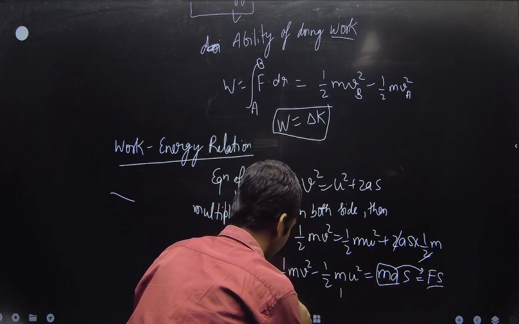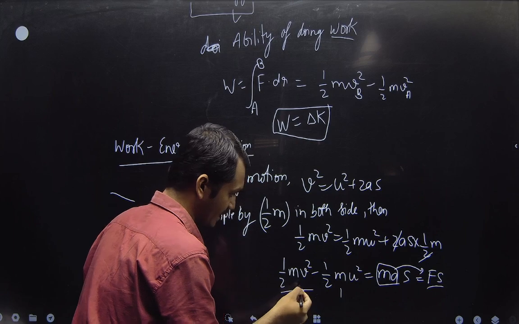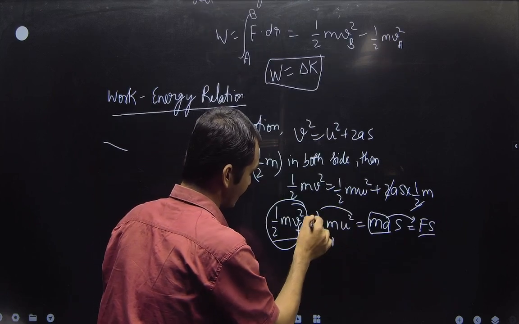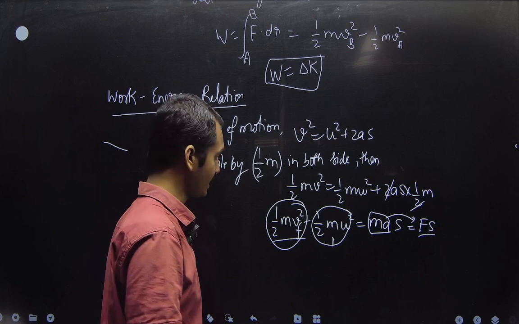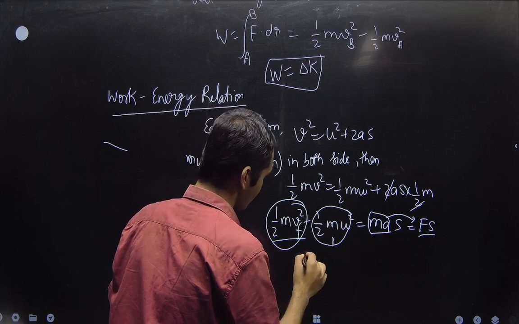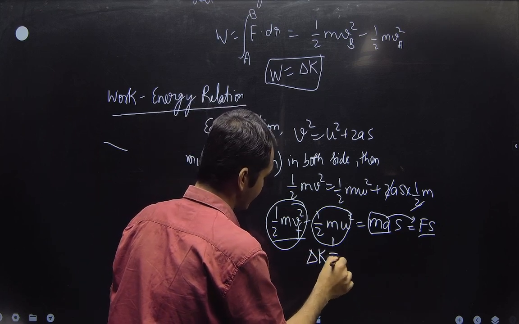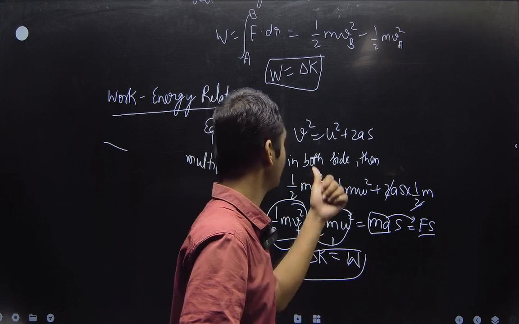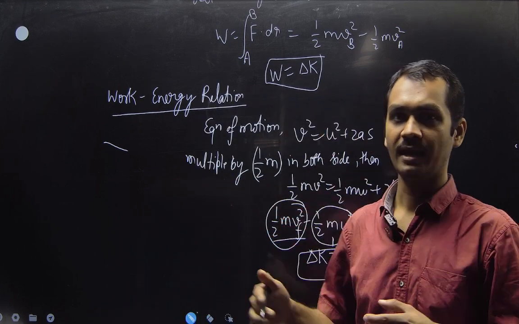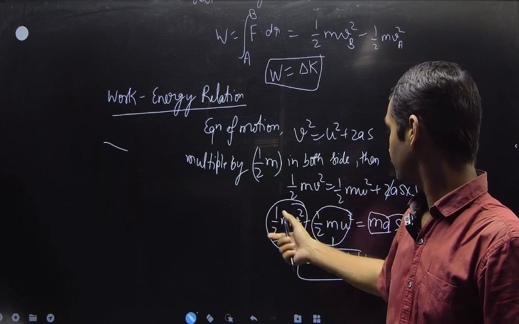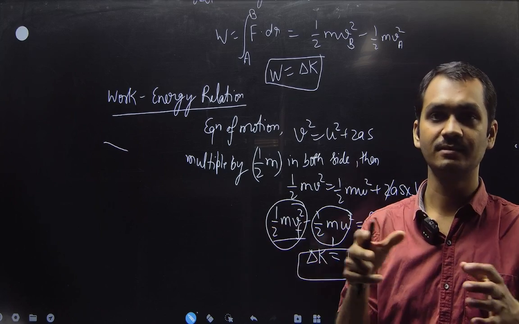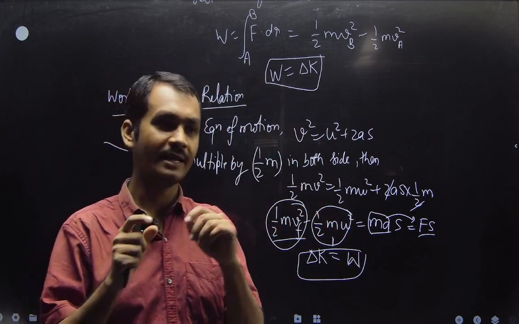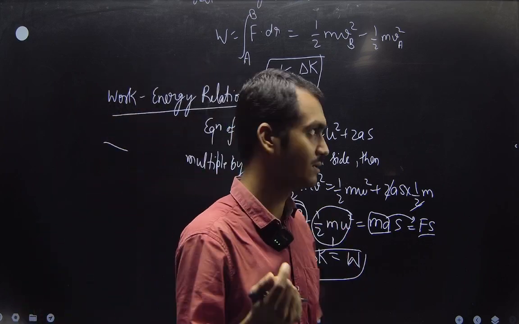So it is the final kinetic energy at the final state, and it is the kinetic energy at the initial state, and that is the work done. So we can write it: change in kinetic energy is equal to work done. This is the relationship between the work and change in energy. Energy cannot be created nor destroyed. Energy can convert into different forms.